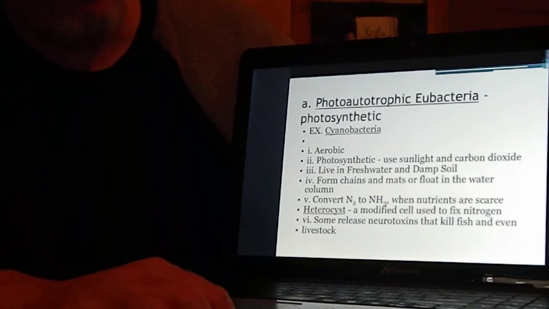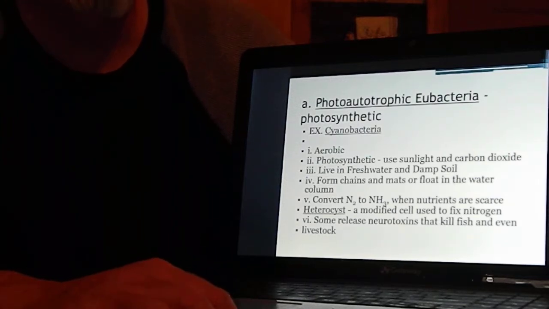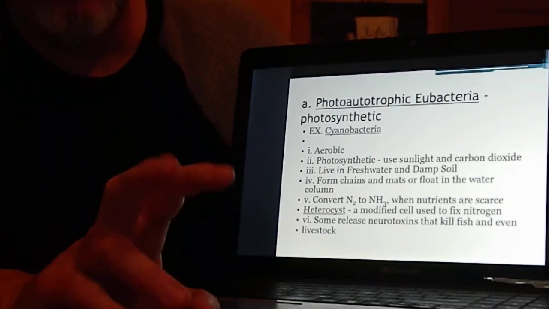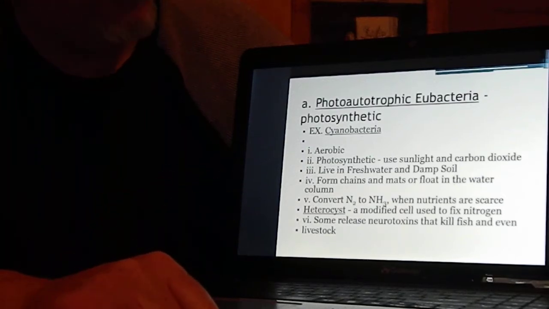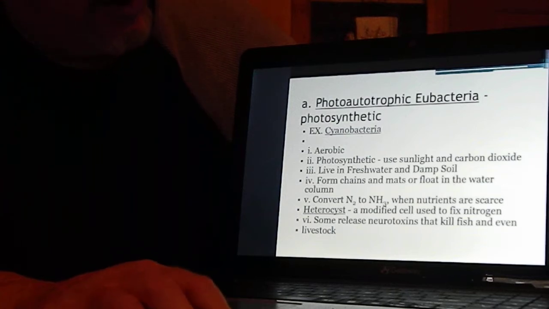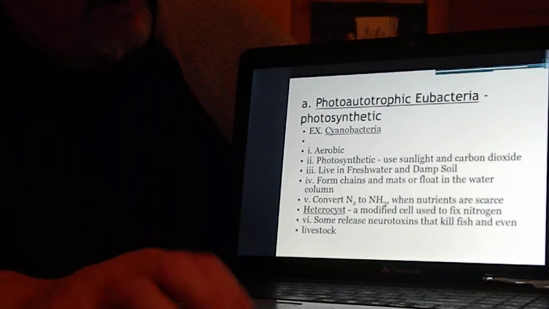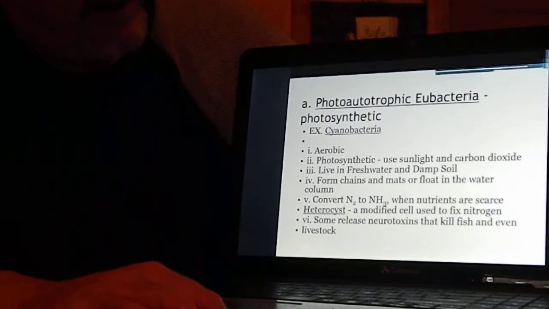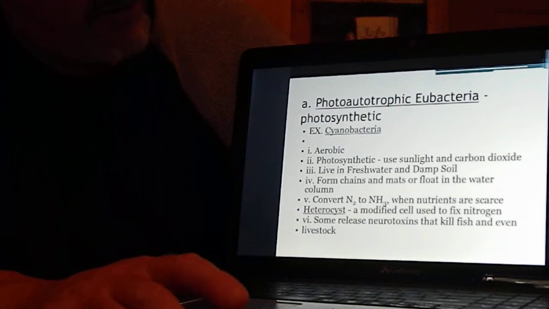And again, they're photosynthetic, and sometimes they're called cyanobacteria or blue-green algae, with the quotes around algae because they're not really algae, they're bacteria. But they are found in aerobic conditions. They're photosynthetic, like we said. They take sunlight and make their own food.